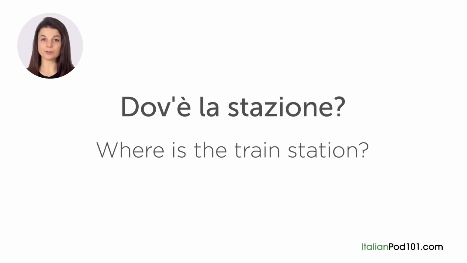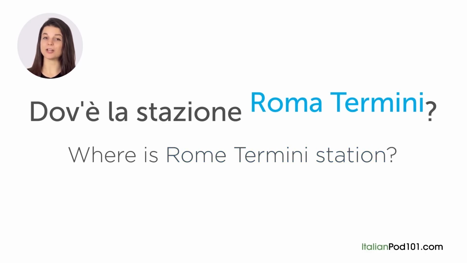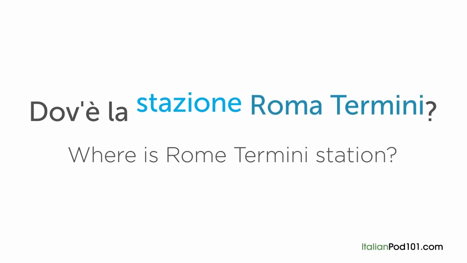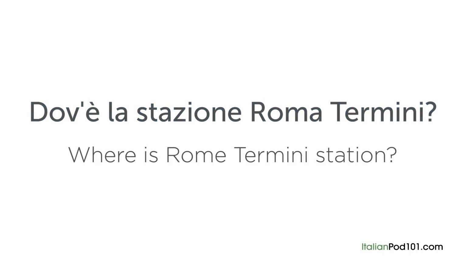If you ask someone this question, they'll direct you to the closest train station. If you'd like to ask where a specific train station is, like Roma Termini Station, for example, simply place the location after station. Stazione. Stazione Roma Termini. Dov'è la stazione Roma Termini?